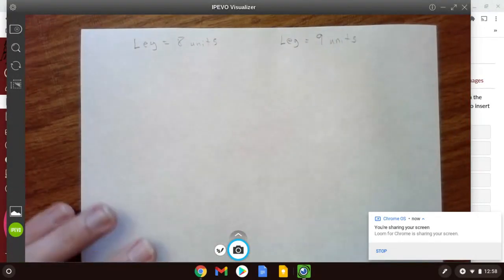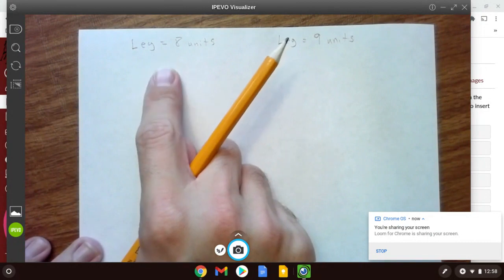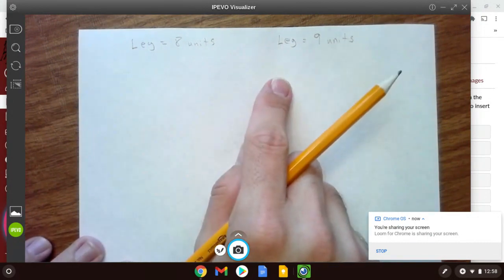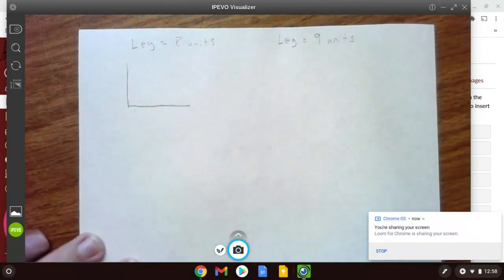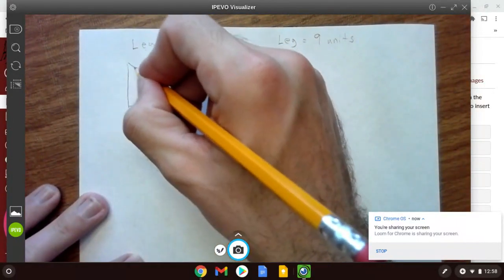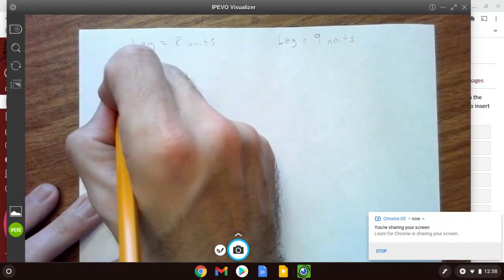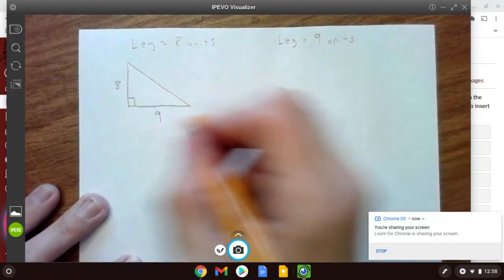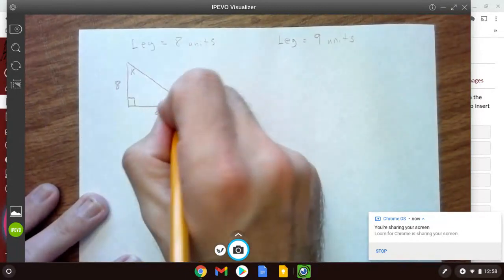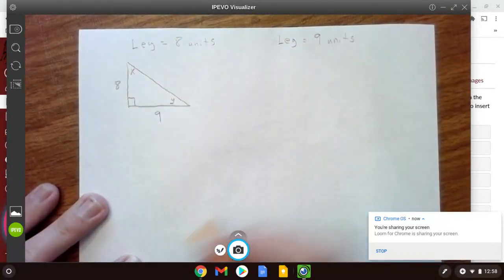All right. This time we've got two legs of a right triangle. So we got 8 and 9 here. We'll call that 8 and that 9. And the goal is to solve for everything else. So we're going to solve for that missing angle, for that missing angle, and for the hypotenuse there.